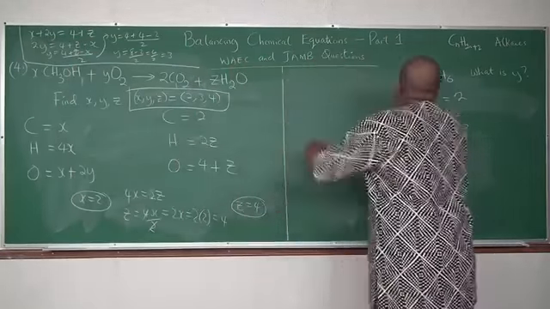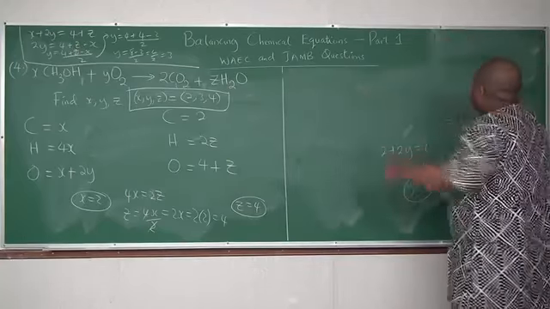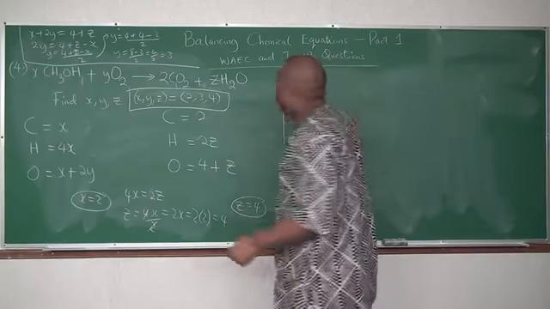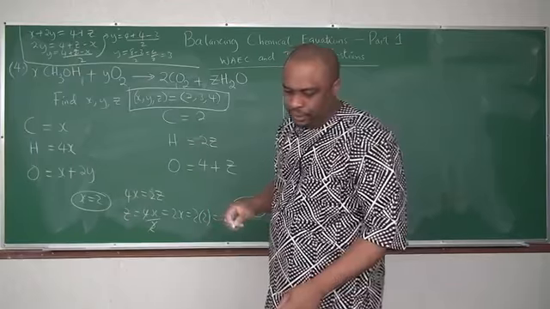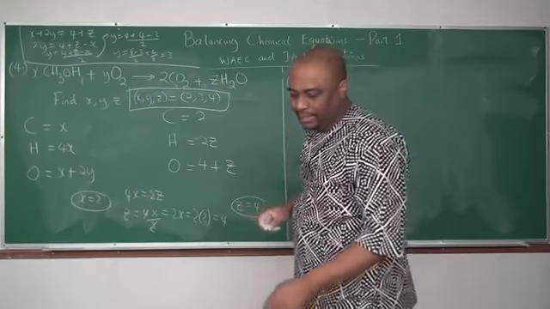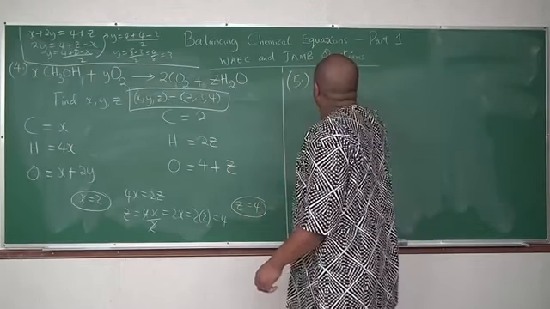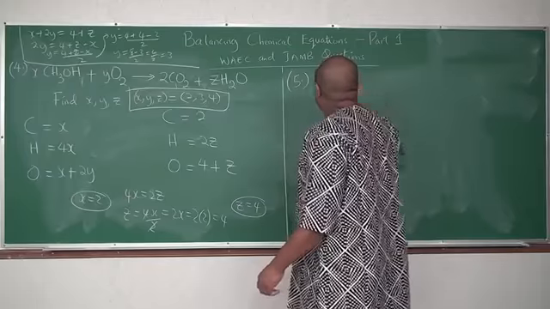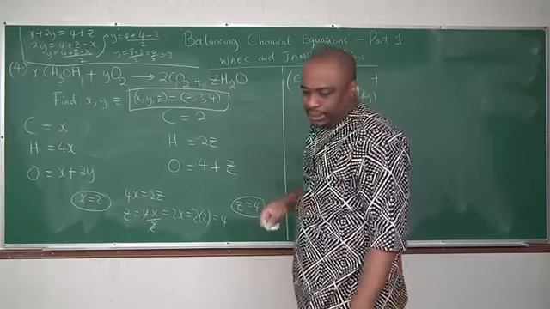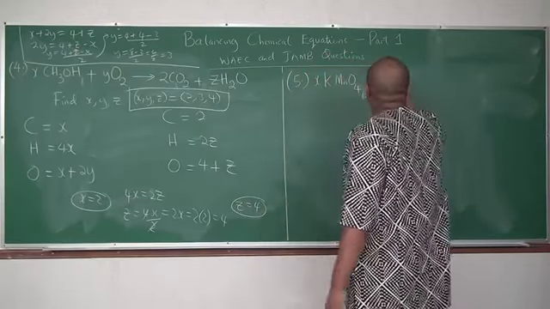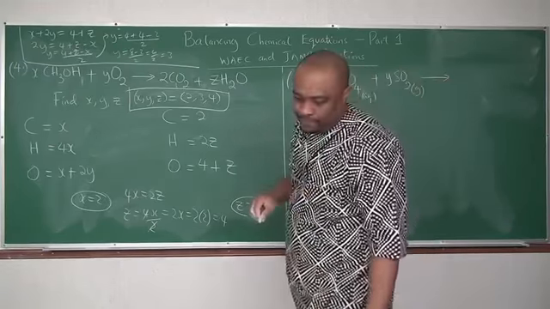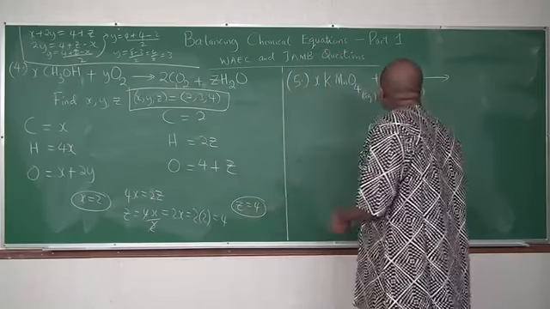Question 5. I have potassium tetraoxomanganate 7, potassium permanganate, and this is from WAEC. X potassium permanganate, in aqueous form, will react with sulfur 4 oxide, in gaseous form, to give up, and also water.